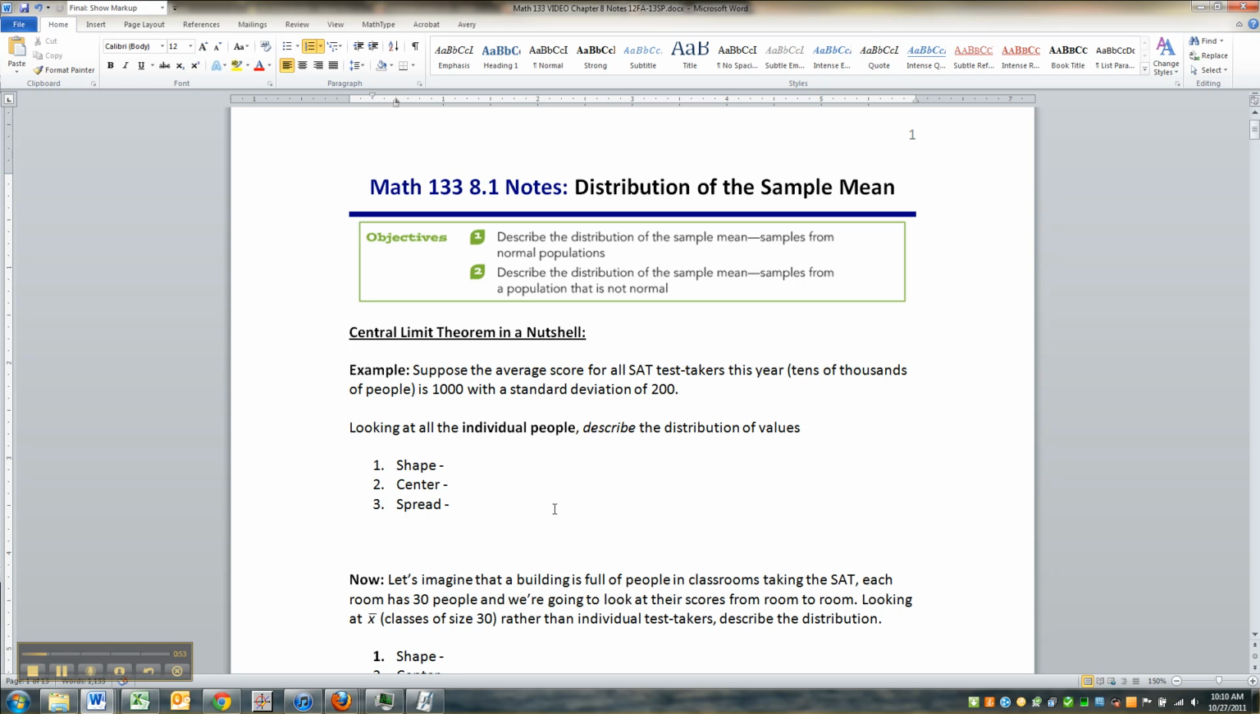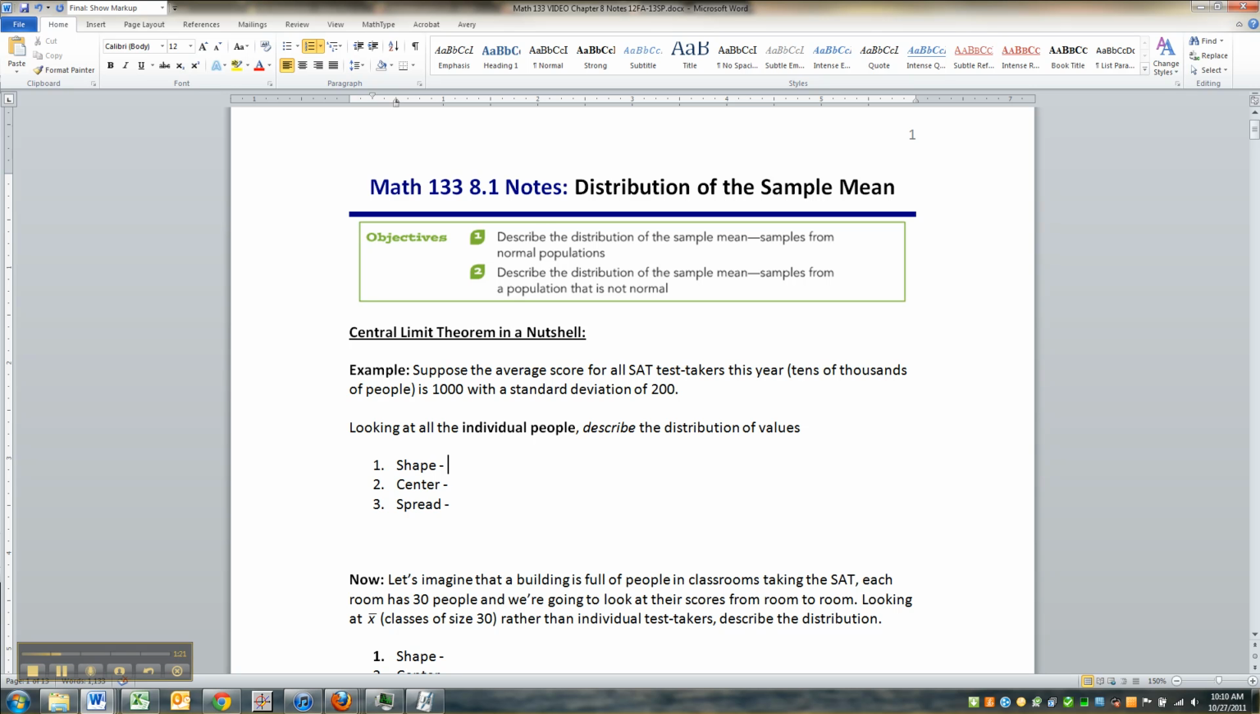Okay. So we happen to know from the SAT company that the mean is 1,000 for all people that take the test, right? And the standard deviation is 200, again, for everybody. So if we look at the individual people taking the test that day, if you have a couple thousand people in the building taking this test, what's the shape? And what's the center? And what's the spread? Those three things describe the distribution for us.